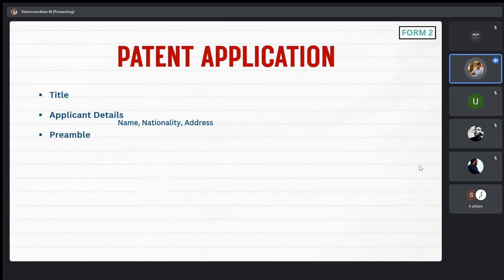Then a preamble. So this preamble is just like a declaration, like the preamble of the Constitution, where you say, "We, the citizens of India, give to ourselves this patent application." Right. So basically, you declare whether yours is a provisional or a complete specification.